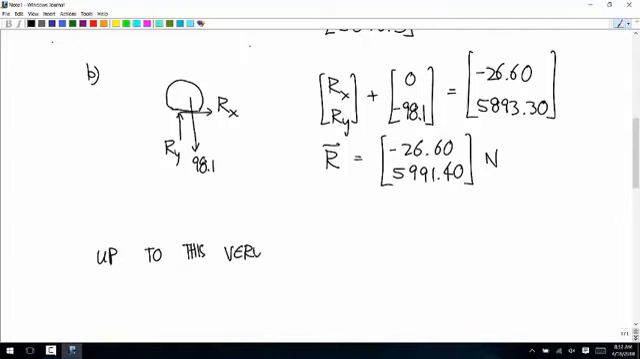Up to this very point, right now, we have treated every object as a particle.